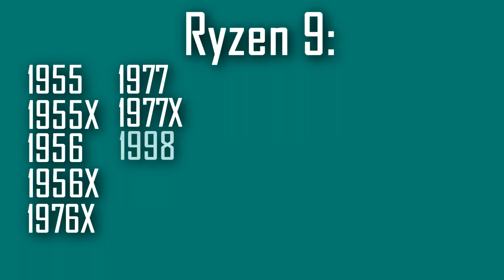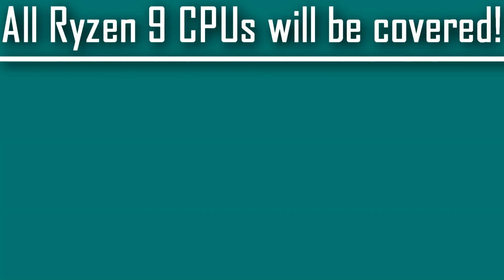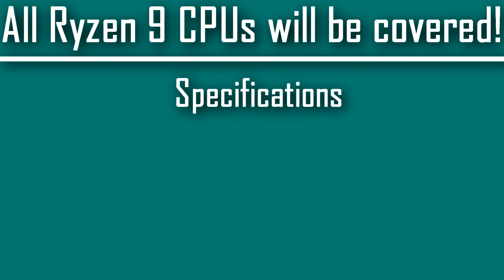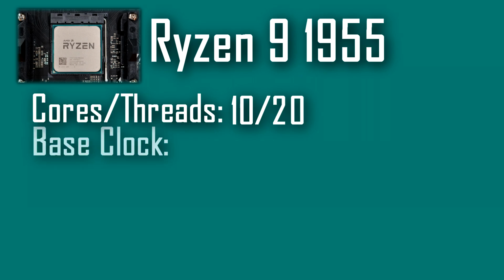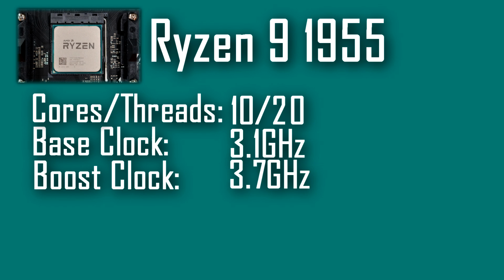Much like all the other Ryzen CPUs, it is based on the AM4 socket, and I have to say, there are quite a number of them. 9, to be exact. First of all, I'll be going through all of them one by one, talking about their specifications and hierarchy within the family. The smaller of the family is the Ryzen 9 1955, with 10 cores, 20 threads, a base clock of 3.1 GHz, and a boost of 3.7 GHz, and a TDP of only 125 watts.